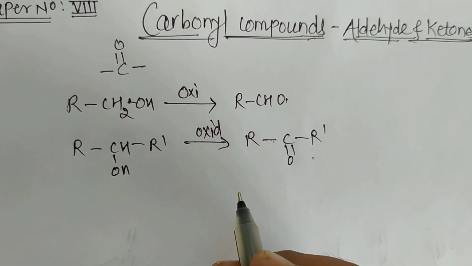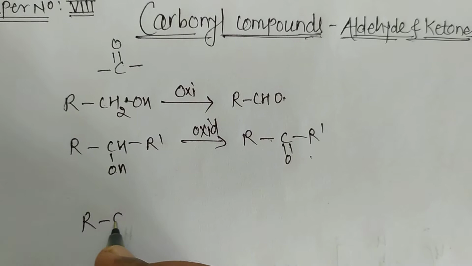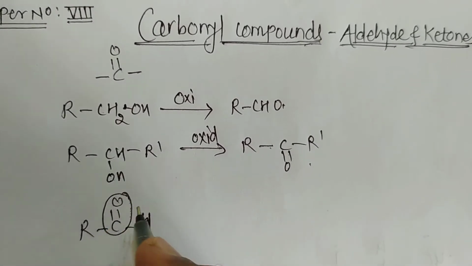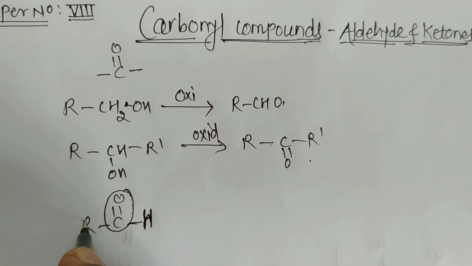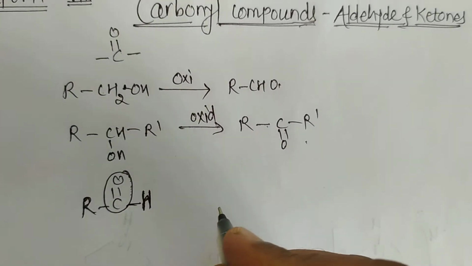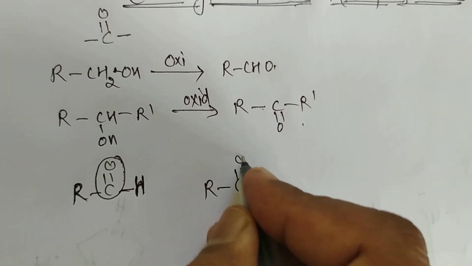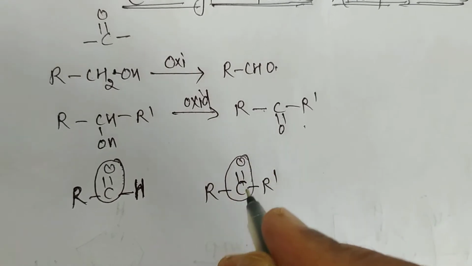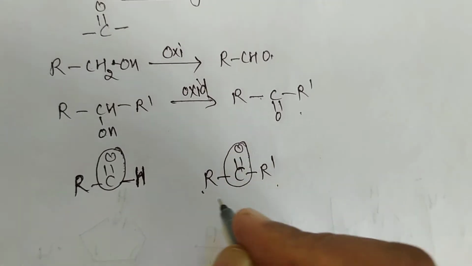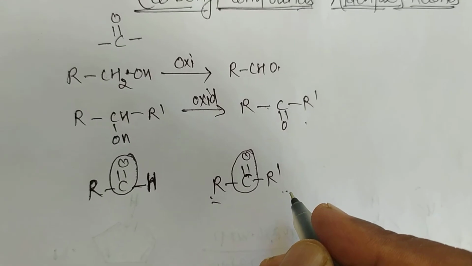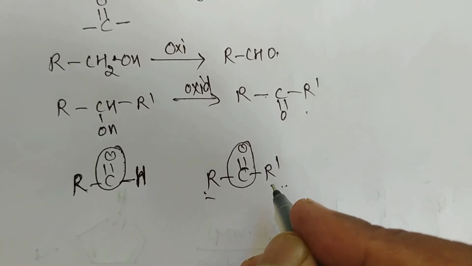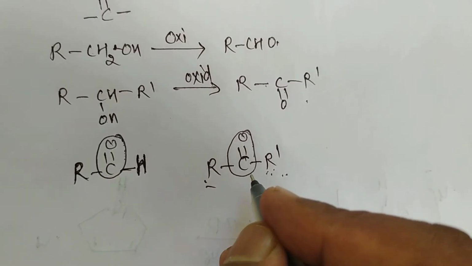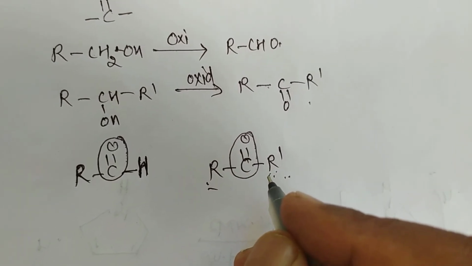Here in aldehyde, RC double bond OH, this carbonyl group is attached to one hydrogen atom and one alkyl or aryl group. While in ketone, that means RC double bond OR dash, this carbonyl group is attached to both alkyl or aryl groups. The functional group of aldehyde is called the aldehyde group, while the functional group of ketone is called the ketonic group.